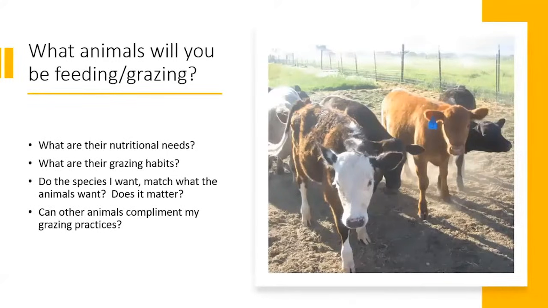And then ask what animals you're going to be grazing. Is it going to be something that needs a lot of forage value, or does it just need to be something that fills their gut? We all know that horses are really hard on pastures. Can we come in and graze with horses and then bring cattle in to clean up after the horses? Is there some way that I can complement my grazing practices with a variety of animals?